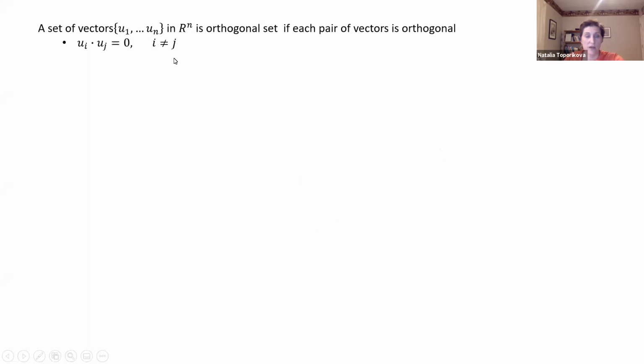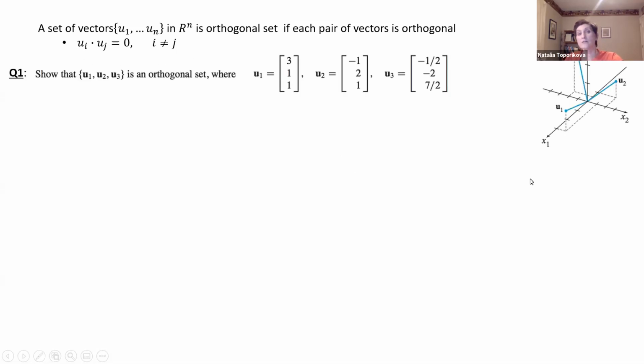And you're probably familiar with some of these bases, for example, our standard coordinate system consisting of the vectors e1, e2, e3. Because they are perpendicular to each other, if we multiply them we get a dot product equal to 0. But they are not unique. In R3, any three orthogonal vectors will form an orthogonal set. For example, here we have three orthogonal vectors u1, u2, and u3.